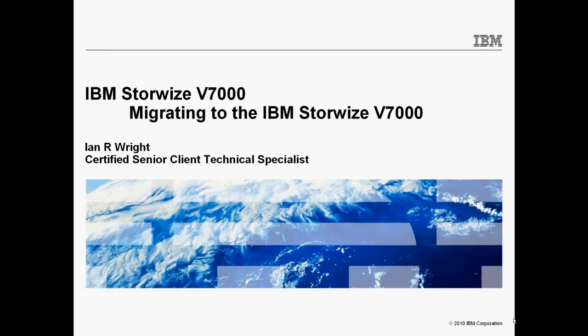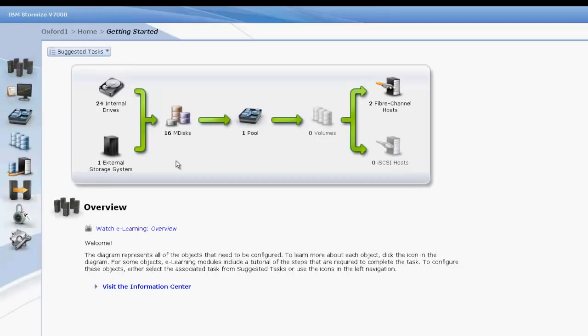And in this video, we're going to be discussing migration with the IBM Storwize V7000. If you have an existing SAN and want to migrate your current disk system's data to the IBM Storwize V7000, the process is actually very easy.